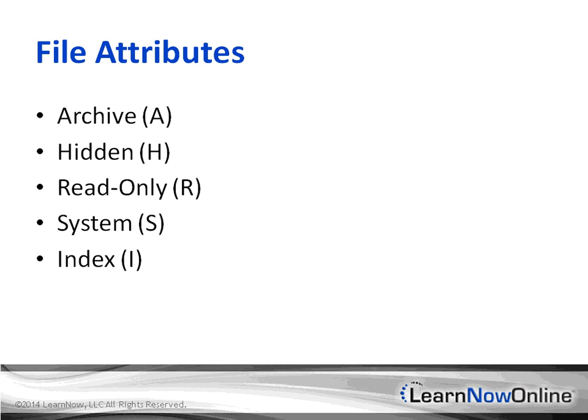A stands for archive. What that means is if you are using Windows Backup to back up your files, that tells Windows Backup that that file needs to be backed up because it's changed, or leave it alone because it hasn't changed. H is hidden file, can you see it or not? R is read only, which means you can only read it, you can't change it. S is a system file, and I is a file that's been indexed to speed up the search process.